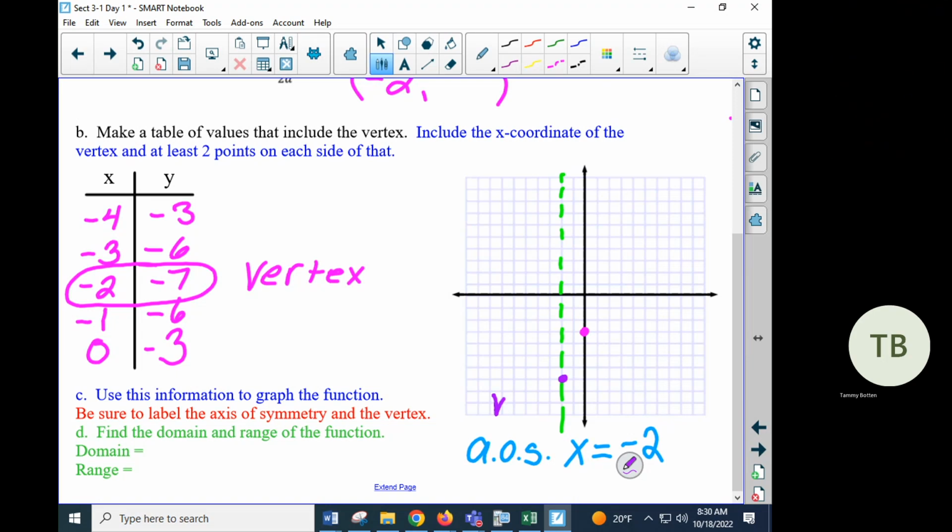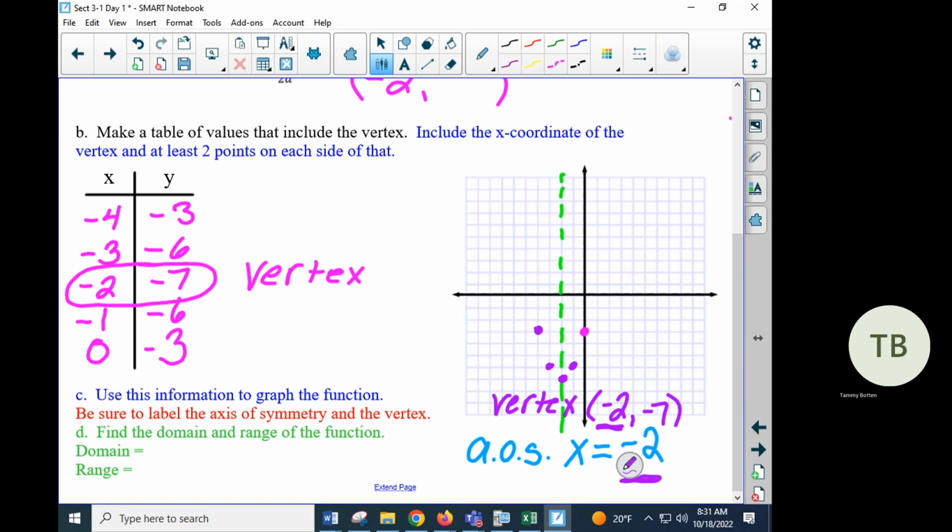And I'm going to label that, that's my vertex. So I say vertex (-2, -7). You'll notice the x-coordinate of your vertex and this number are always going to be the same. If they're not, you've done something wrong. Then I plot (-3, -6) and (-4, -3), and on the other side, I'm going to plot (-1, -6), and we already had that (0, -3) plotted.